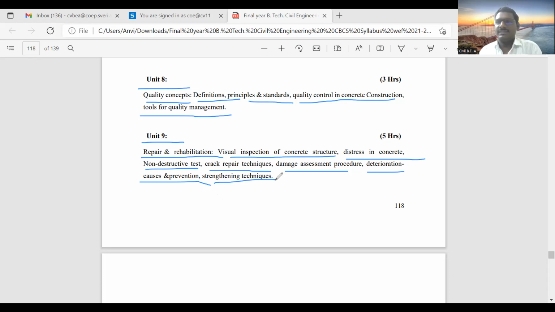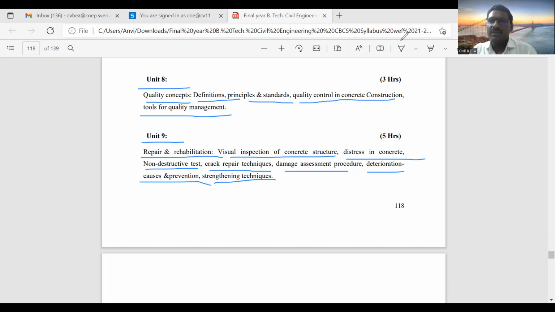Then strengthening techniques. If the structure deteriorates, if cracks are observed, if damages are observed, whether we can strengthen the structures. Yes, some techniques are there that we can use for the strengthening of the structures. So these are the 9 units, and we have to learn these 9 units in this particular subject. Our subject name is advanced concrete technology.